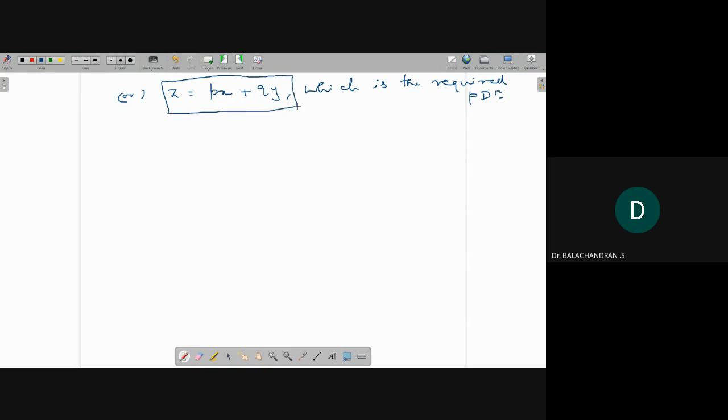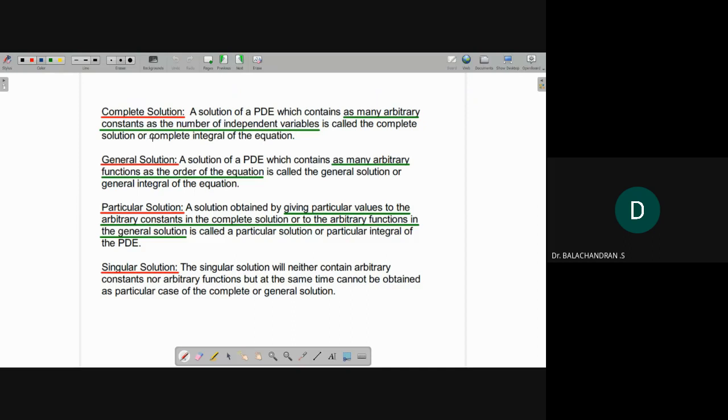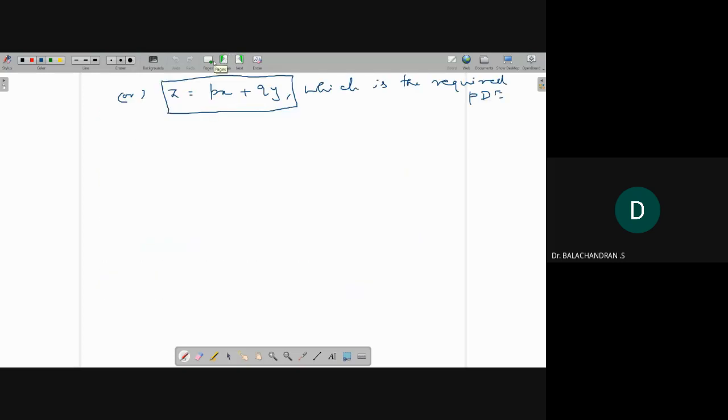So now what is the difference between these two solutions? For this I am going to give the definition of complete solution. But before this, I will tell what we discussed now, just a summary of the last 10 minutes. What is the PDE we took? Finally we have z is equal to px plus qy. So this is the PDE we derived in both cases. Okay, the solutions we got.